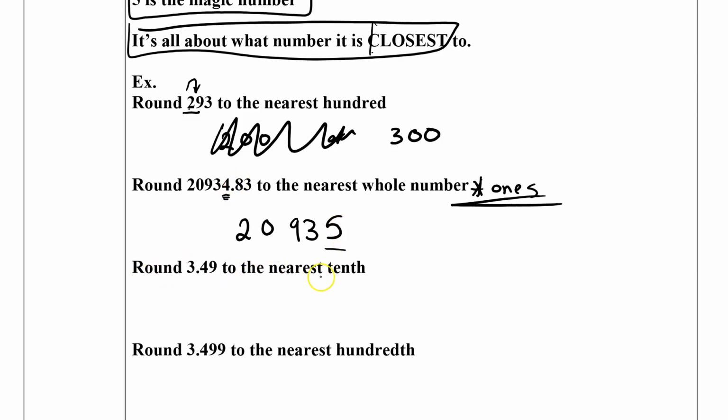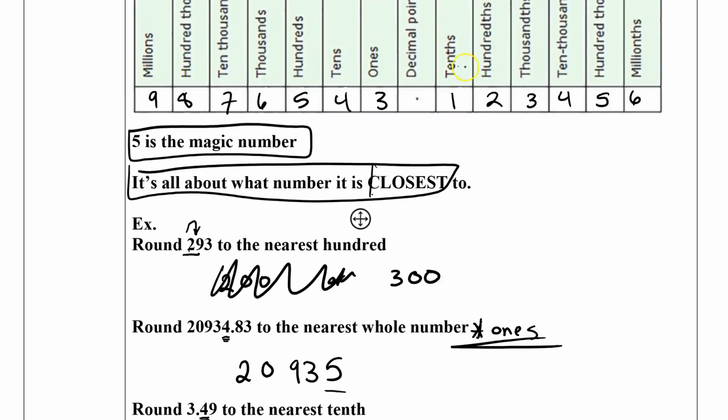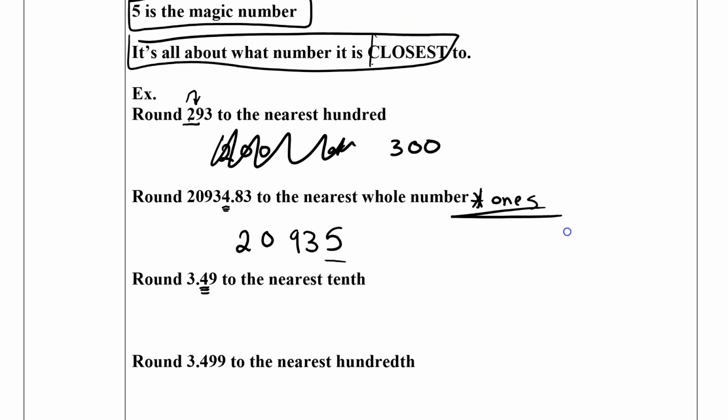Round to the nearest tenth. Not 10, but tenth. So I look at this one right here. Now, is that going to go up or stay the same? Well, when I look beside it, I see that this is a 9. So to the nearest tenth, that's one decimal place because our tenths column is right after the decimal place. So we're going to get 3.5.